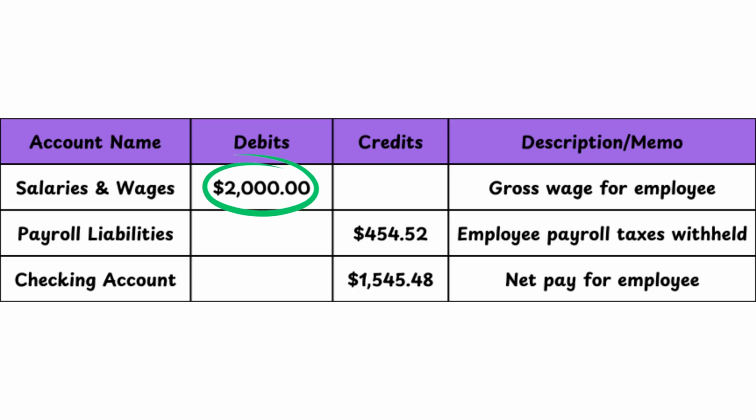So in this example, we're going to debit the salaries and wages expense account $2,000, which is the gross wage for the employee. We're going to credit the payroll liabilities account by $454.52. This is for federal and state taxes which are owed and will be paid at a later date. And we're going to credit the checking account $1,545.48, which is the net pay for the employee.